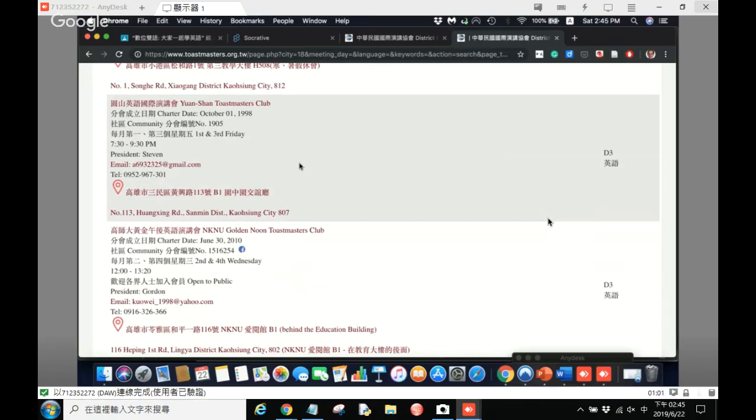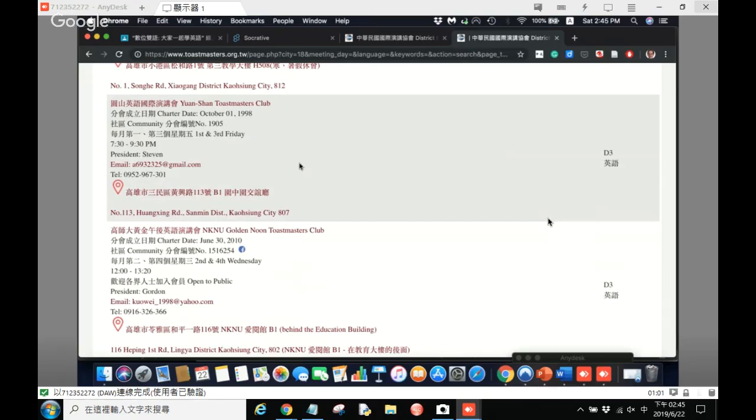But that's cheap, because you get materials, you get books and information from the club, and also you can go to other clubs and join their meetings, and you don't have to pay. So some people go to their main club once a week, or once every 2 weeks, and then they go visit other clubs every month or two.